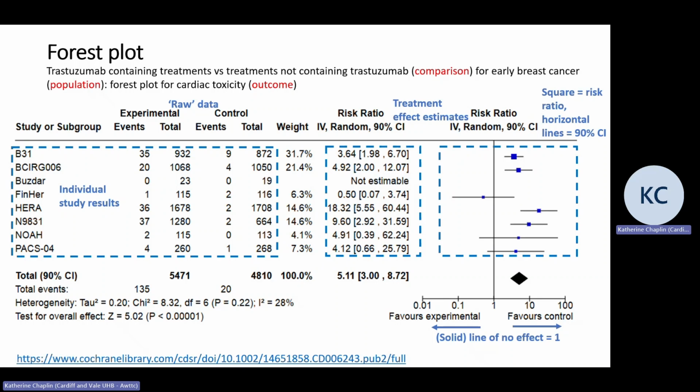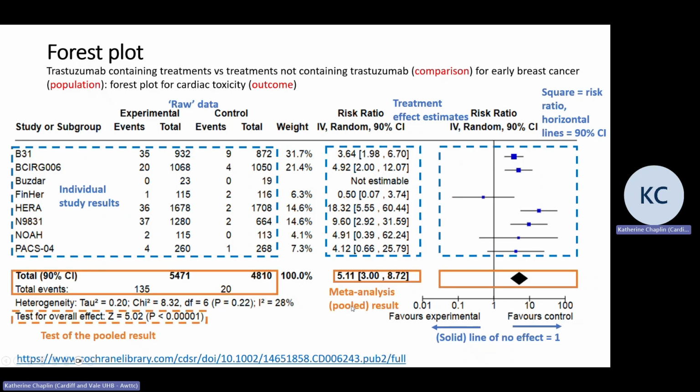The solid line in the middle is the line of no effect. For risk ratios, this has a value of 1. If the confidence interval for an individual study crosses this line of no effect, then the results were not statistically significant. Next, there is information relating to the pooled estimate, the orange parts.